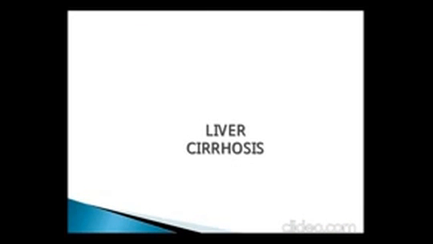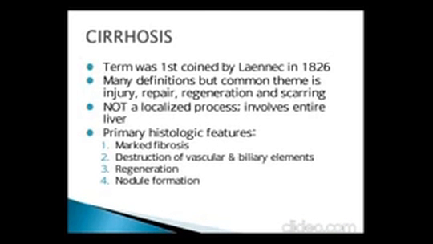Cirrhosis. The term was first coined by Laennec in 1826. Many definitions, but common of them is the injury, repair, regeneration, scarring. So all these form a part of this. There is injury, repair, regeneration, followed by scarring. Scarring is ultimately the end stage of any inflammation. These particular tissues are replaced by the myofibroblast or the fibroblast or the connective tissue. This is not a localized process, involves entire organ.